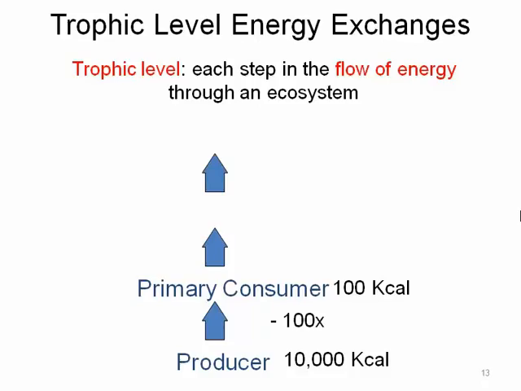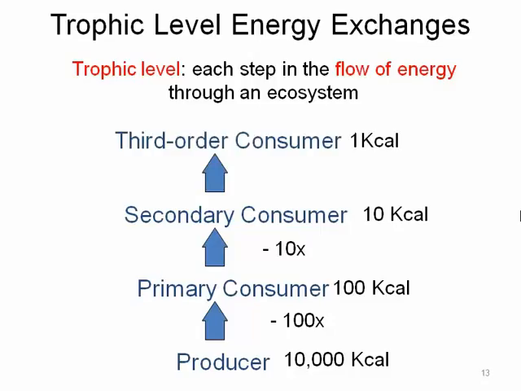And then the second order consumers eat the primary consumers, and then you're down from 100 kilocalories to 10. And then finally, the third order consumers have only 1 kilocalorie from the standpoint of their total energy presence. So there's a passing of energy through the system that ultimately reduces the amount at each stage of the trophic level.